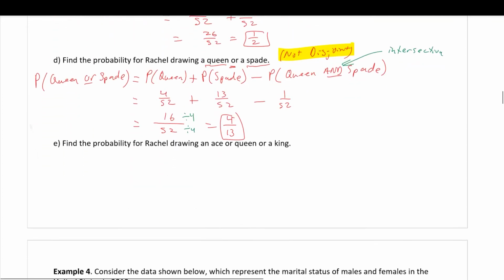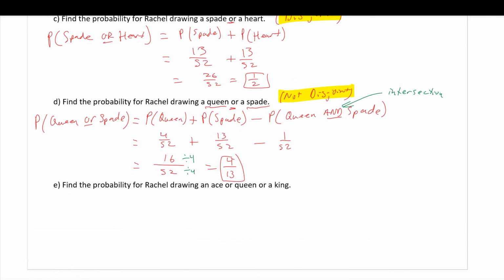And then finally, the last one here. What's the probability of Rachel drawing an ace or a queen or a king? Ooh, okay, let's see. Well, these better be disjoint because I haven't taught you how to come up with an OR probability for multiple events if they're not disjoint. In fact, we're not going to learn that in this class. It's a little bit beyond the scope of this class. You can look that up online if you want.